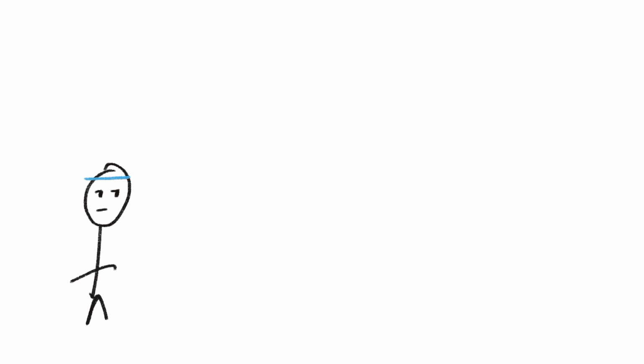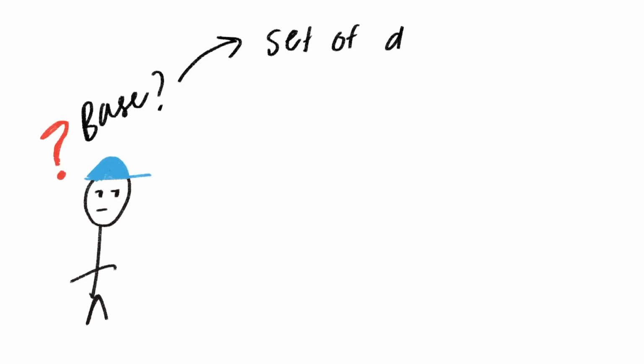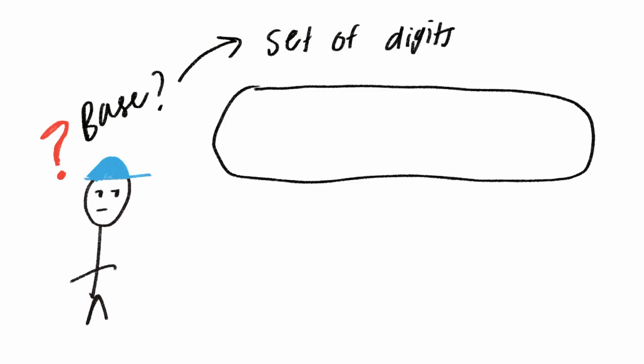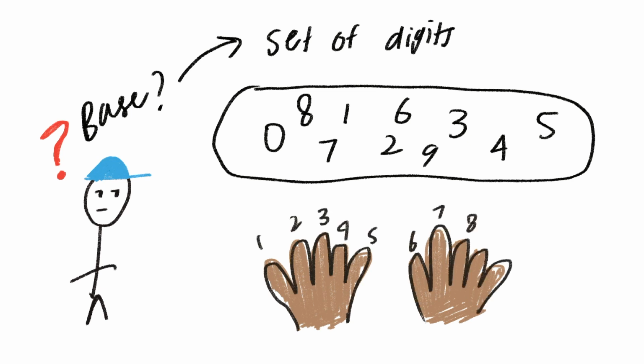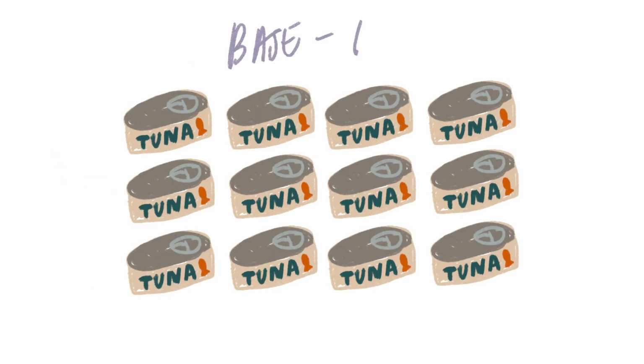First off, what even is a base? They're defined as a set of digits used to represent numbers. For example, we live in a base 10 world because we have 10 fingers. If you think about it, all the numbers that we use on an everyday basis are built off of 10 digits, 0 through 9. So let's get straight into counting.